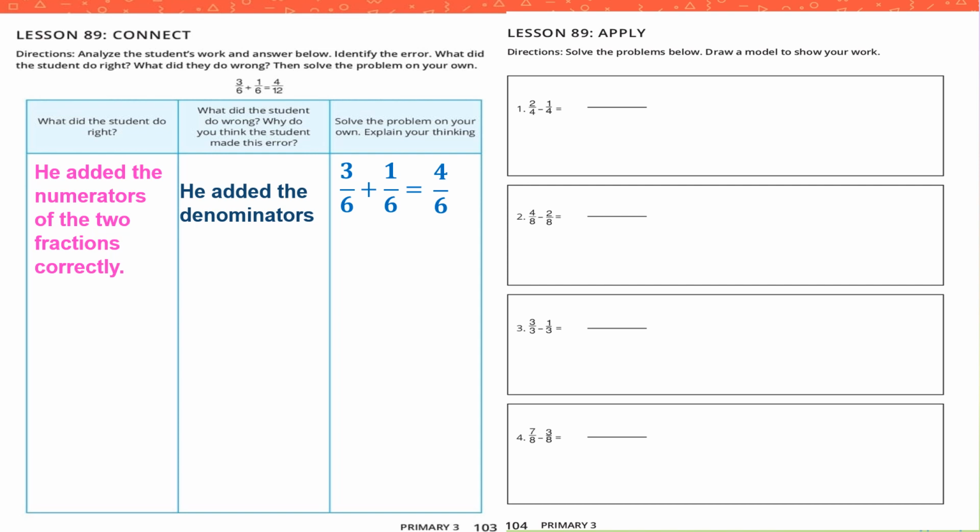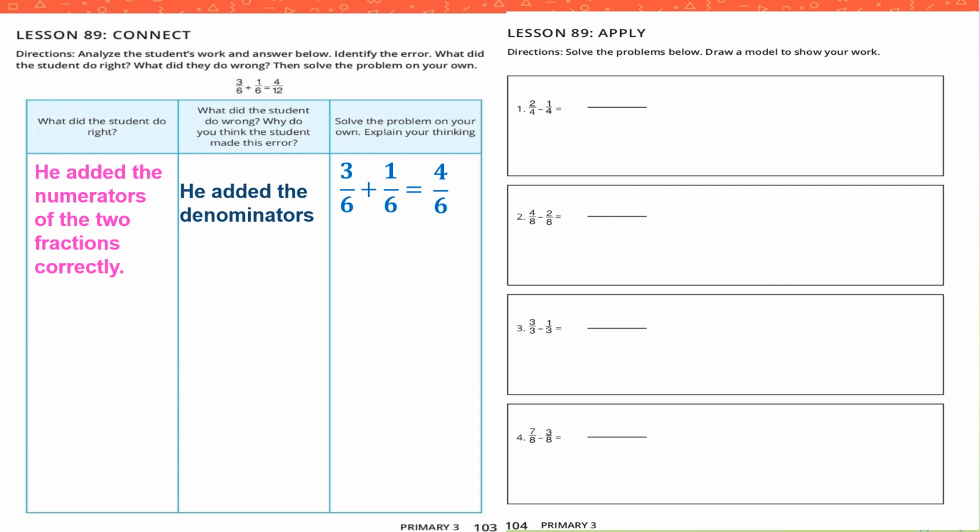Let's start the apply part here. This is about subtracting fractions. The steps here are like the steps we said in adding fractions, but here we must make minus, subtraction, okay? Not adding. Number 1, 2 over 4 minus 1 over 4.